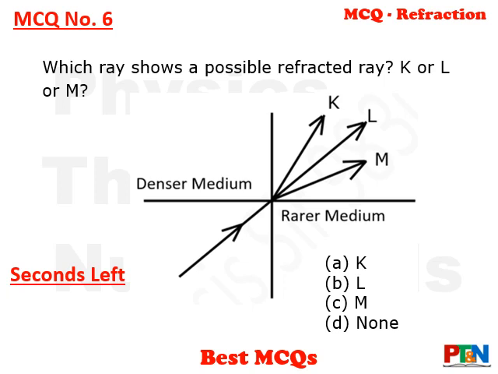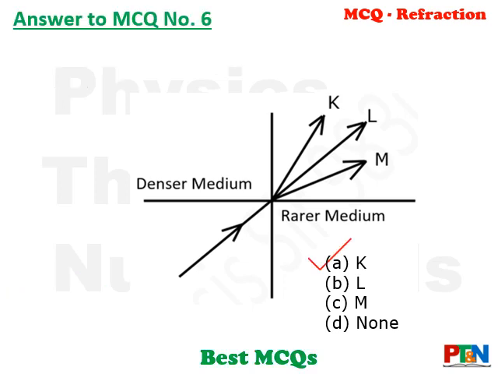Hope you got your answer. Let's see the answer. Answer is option A, that is ray K is the possible refracted ray. Because in denser medium the ray needs to shift towards normal.